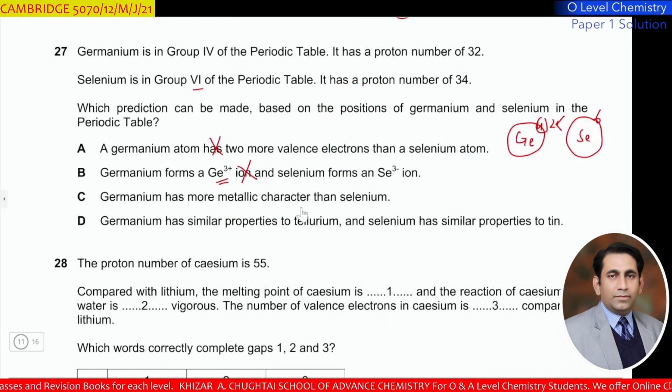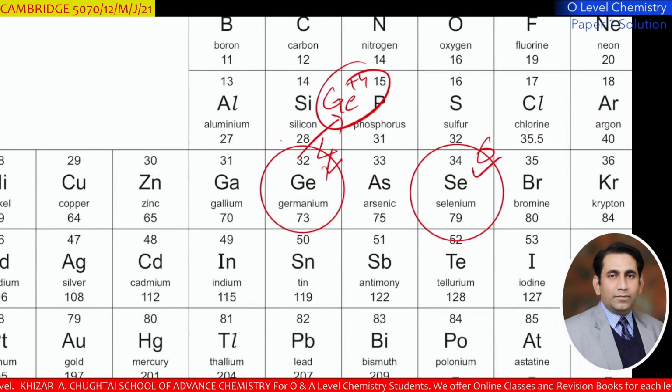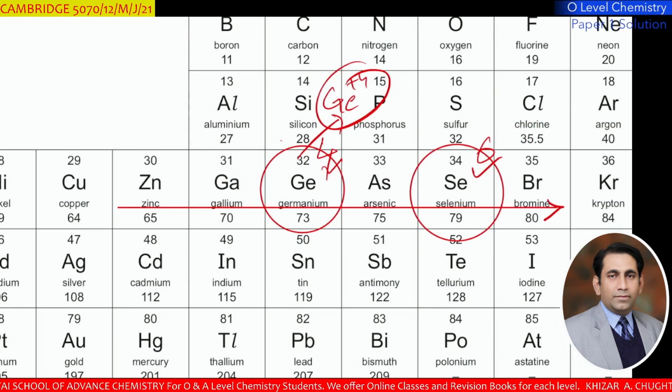Germanium has more metallic character than selenium. Yes, it is true, because as we move from left to right in the period, metallic character decreases. So germanium has more metallic character than selenium.